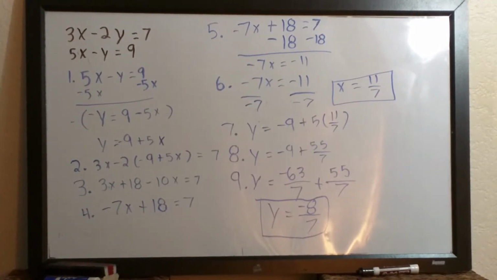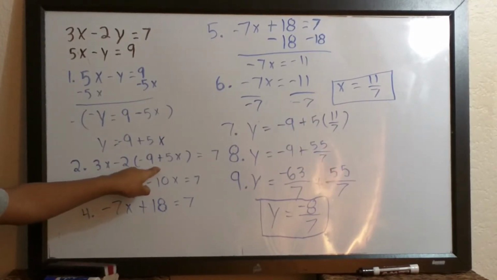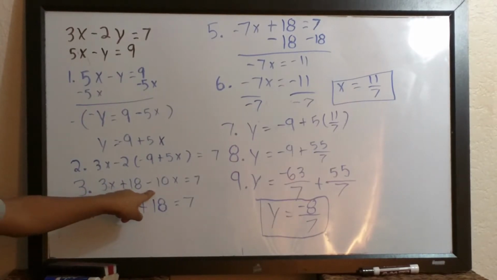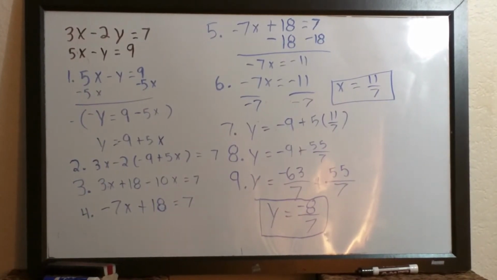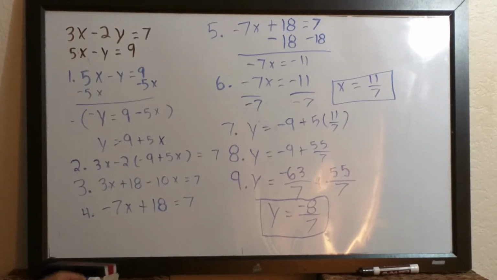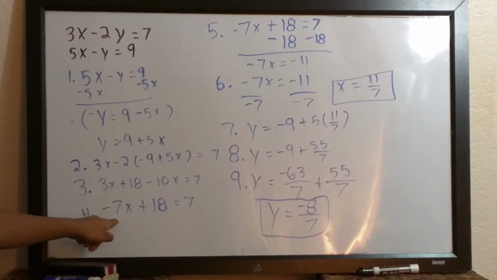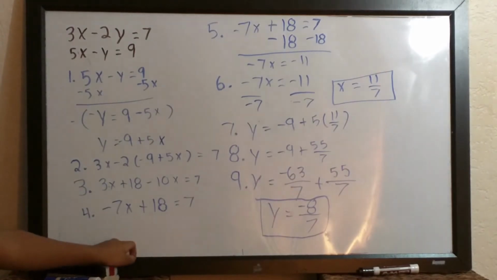And once you've done that, you have 3x minus 2 times negative 9 plus 5x equals 7. And our third step is to simplify that out. If you do that, then you should get 3x plus 18 minus 10x equals 7. And then we subtract the like terms, 3x minus 10x, and you get negative 7x plus 18 equals 7.